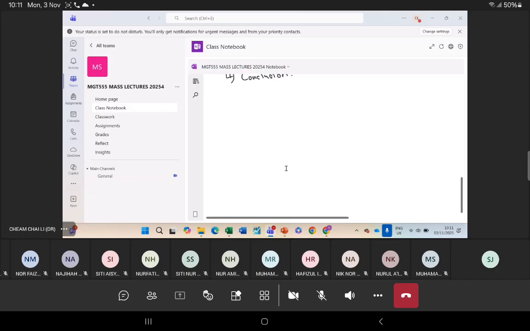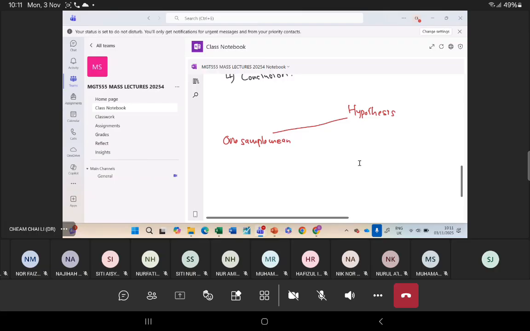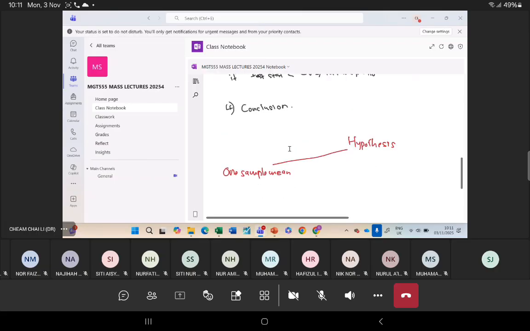Okay, next, let's move on. Okay, in this chapter, we'll be looking at the hypothesis, right? So the first hypothesis is one sample mean. So like the one above, we look at one sample, right? Kita lihat satu group saja.